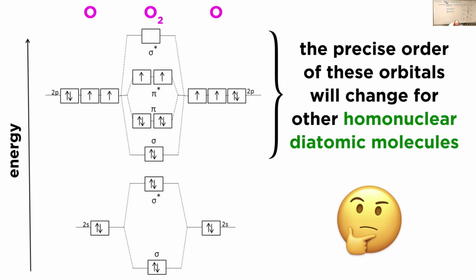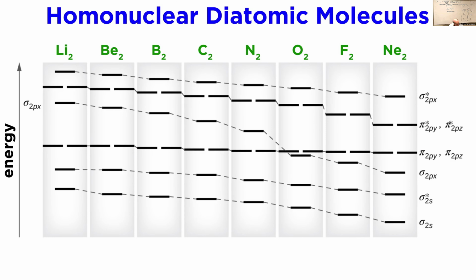The molecular orbitals that result from the combination of the 2p orbitals exhibit this order in O2, but this will change for other homonuclear diatomic molecules. Let's look at this diagram, which depicts the relevant orbital energies for all the potential homonuclear diatomic molecules in the second period, from lithium to neon.